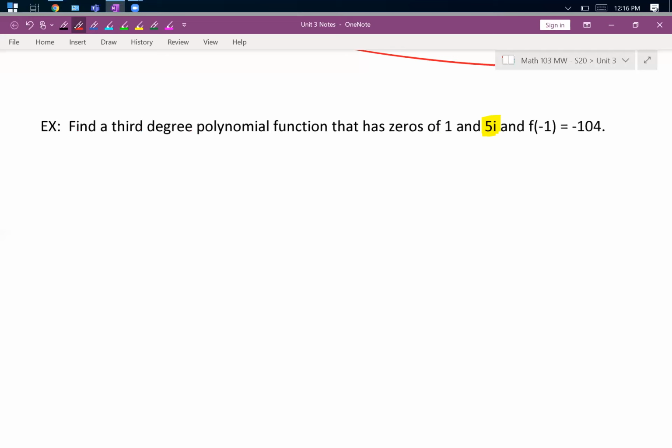So remember your imaginary zeros theorem that says that if a plus bi is a 0, then a minus bi is a 0. 5i rewritten in a plus bi form is 0 plus 5i. So by our theorem, we know that 0 minus 5i must also be a 0.